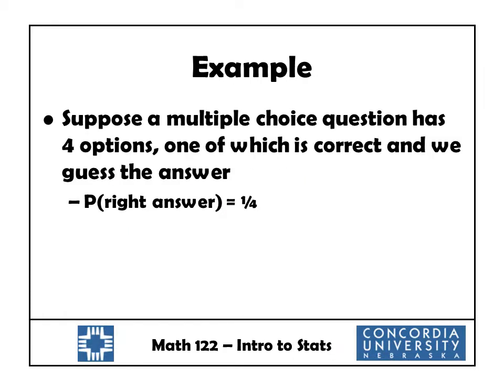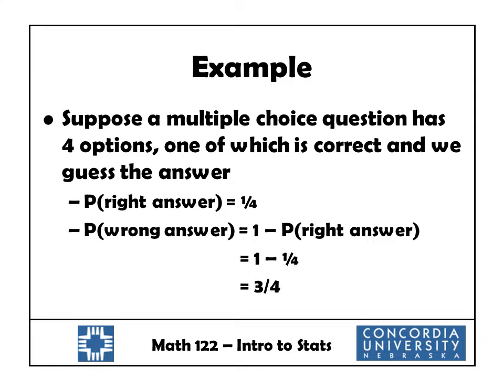So as an example of using these formulas, suppose a multiple choice question has 4 options, one of which is correct and we guess the right answer. So the probability that I get the right answer would be 1/4. Here we use Rule 2. We have 4 outcomes. Exactly one of them is the correct answer, and we'll assume that all of those are equally likely. So the probability of the right answer is 1/4.